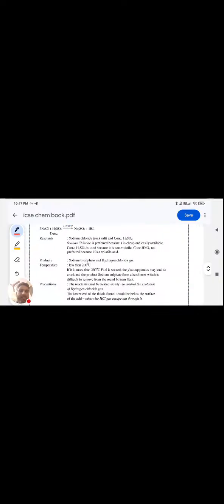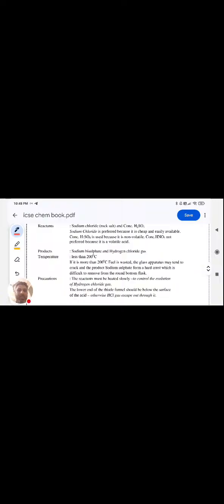The method of collection of HCl gas is upward displacement of air. Because HCl is heavier than air, it will move downwards, displacing the air upwards. And since HCl is highly soluble in water, we cannot use the downward displacement of water method. If you use water, the HCl will be absorbed in the water itself, so you cannot collect HCl gas.